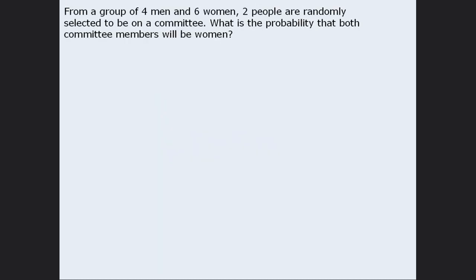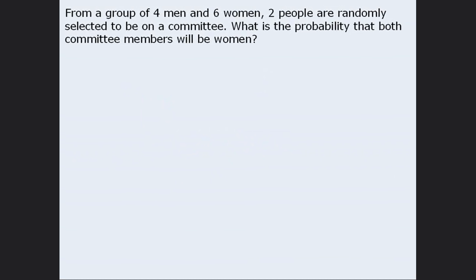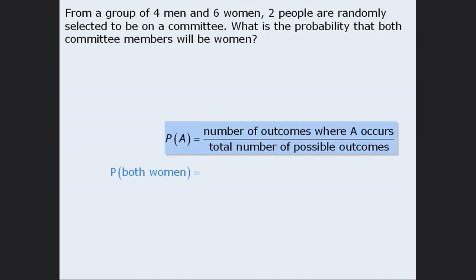Now let's look at a different question. Here we are randomly selecting 2 people for a committee, and we want to find the probability that both selected people will be women. Let's examine our options. One option is to use the basic probability formula. We can use this because when selecting 2 people, the possible outcomes are equally likely. To apply the formula, we need to determine the total number of outcomes, in other words, the total number of 2-person committees that can be created, and we need to determine the number of outcomes where both selected people are women.